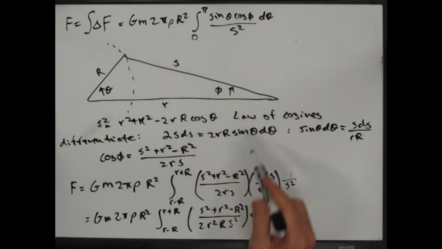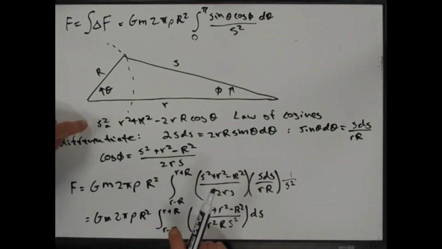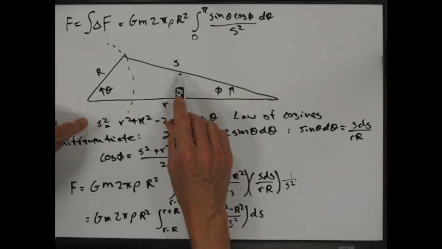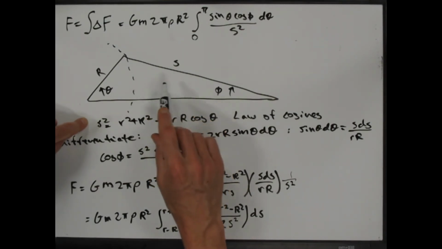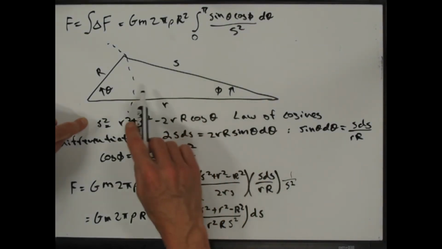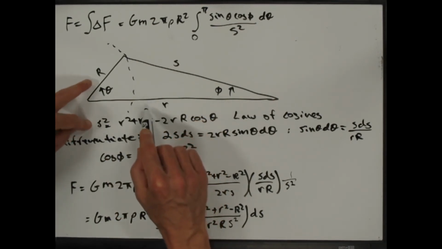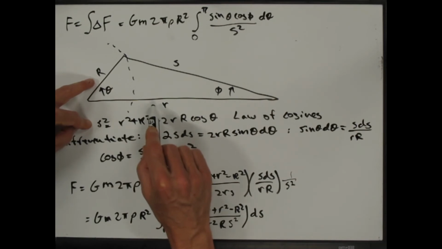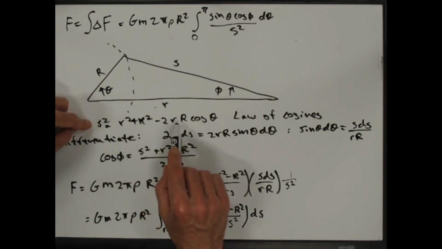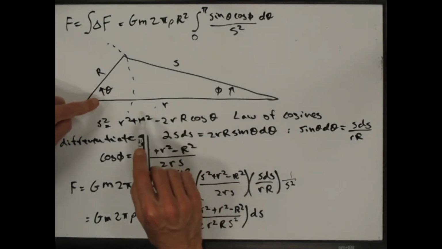And so we're going to use a little trigonometry here. First of all, if you remember the law of cosines, it's c squared is equal to a squared plus b squared minus 2ab cosine C. So s squared, the opposite side, is equal to the sum of the squares of the two other sides, r squared and big R squared, minus 2rR cosine theta.